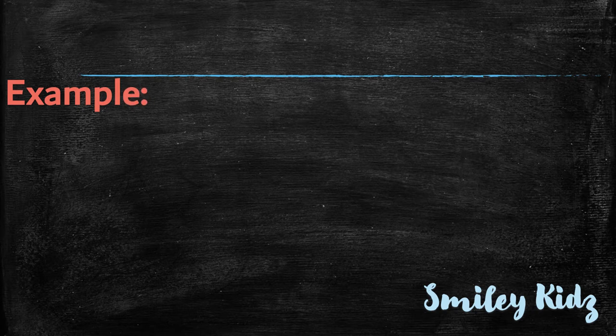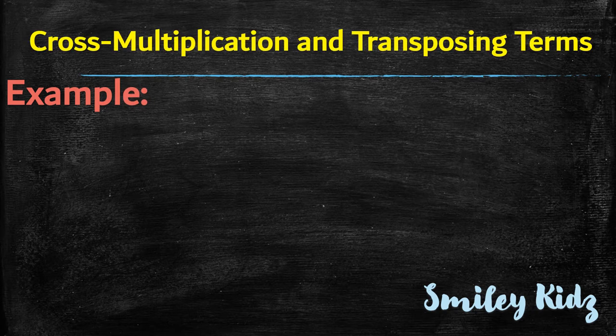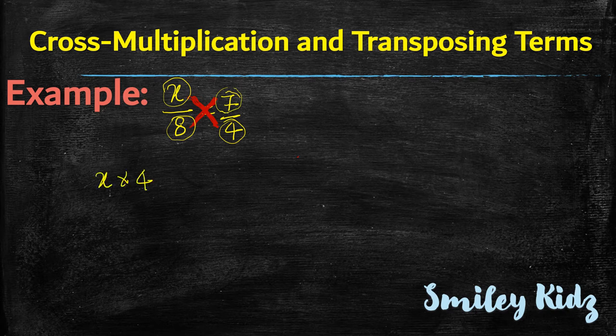Now, let's see an example. X by 8 is equal to 7 by 4. So, here we have to use the method of cross multiplication. So we assume that there is a cross sign on the equal to sign. What does this mean? We are multiplying x with 4 and 8 with 7. It will be x multiplied by 4 is equal to 8 multiplied by 7.